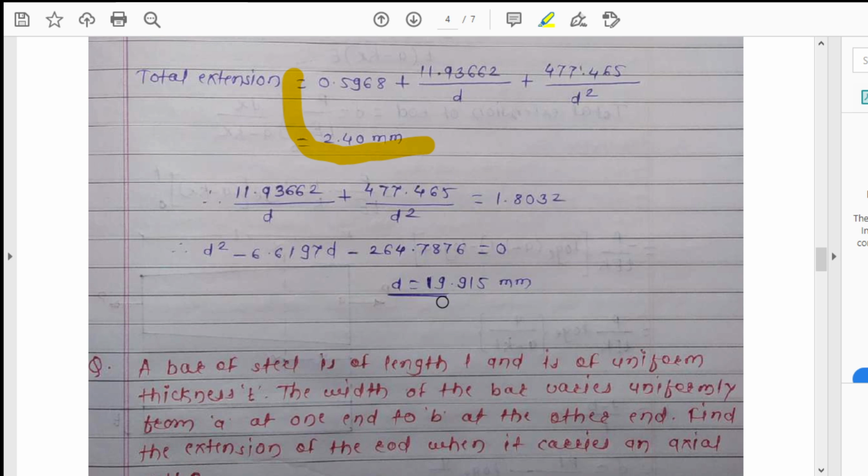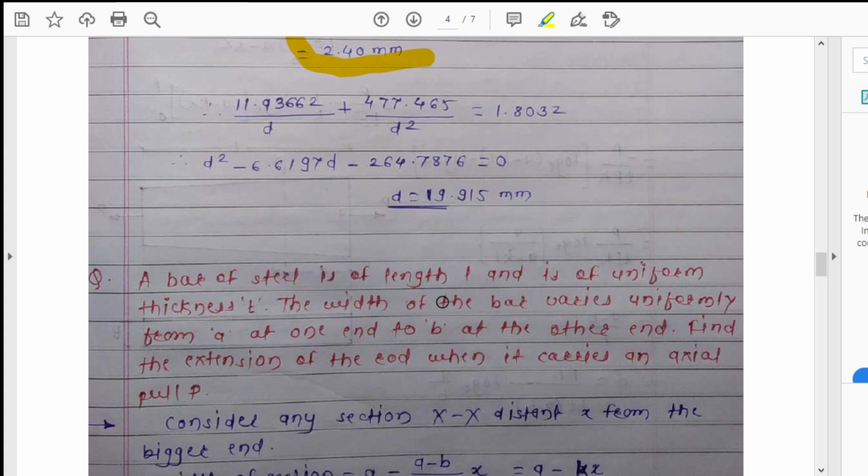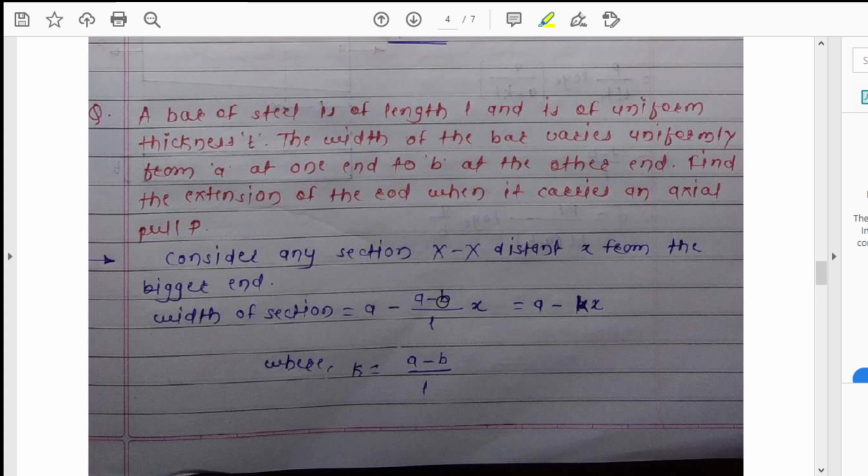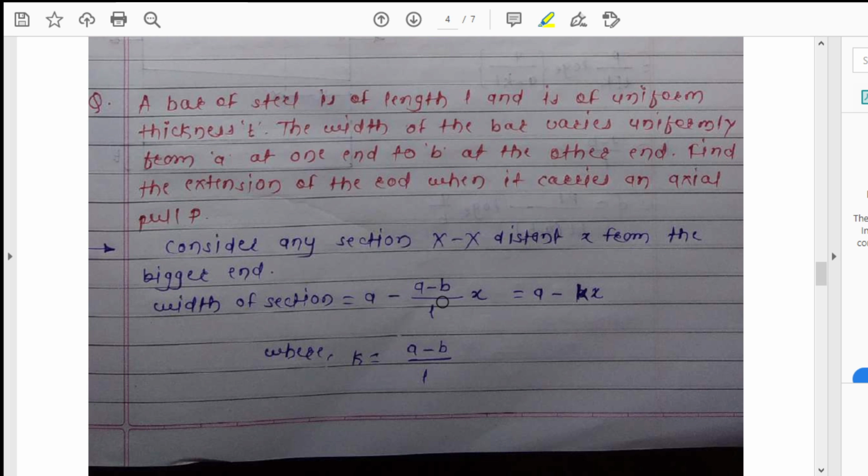The d value is 19.91. Now all these examples are very simple, but you simply have to remember all the mathematical calculations: how to solve a second degree equation, how to apply the interpolation formula for two limits, how to apply integration, and how to apply differentiation. Those things you have to remember, which are very basic mathematical equations.